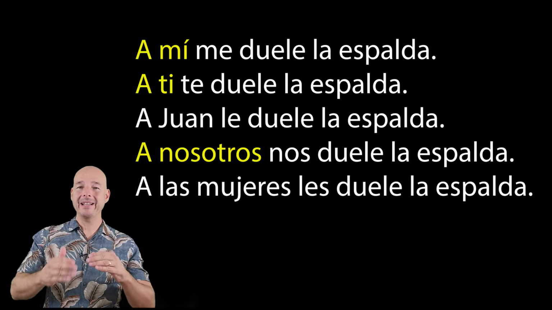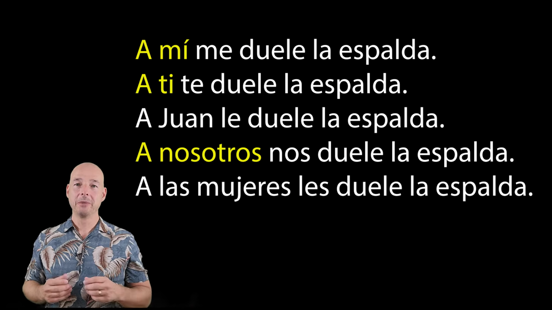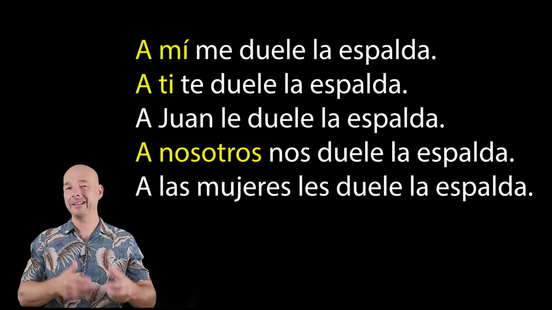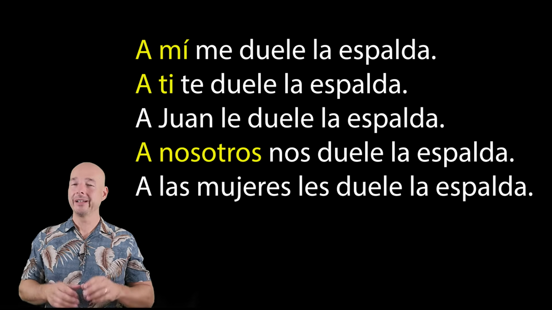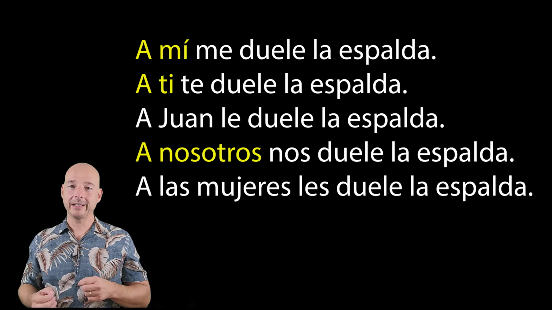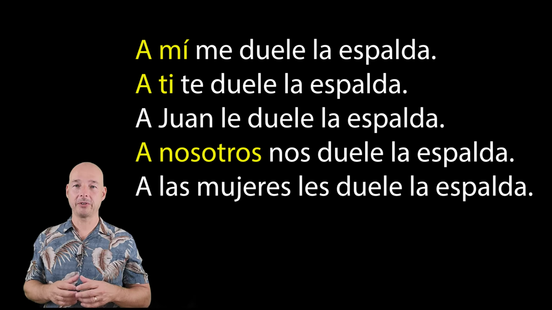As far as the me, te, nos ones, I don't think you're going to have any trouble with those because you can always omit that first part. You can always omit the "a mí, a ti, a nosotros," and just go with the simplified version. That's going to make it easy for you. So in this lesson, I'm going to be focusing a lot on le and les, just so you can wrap your head around this construction.